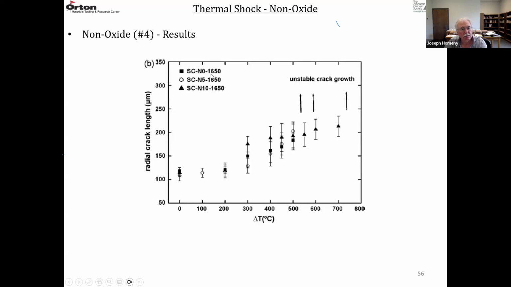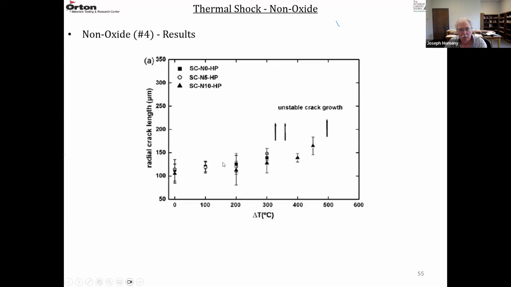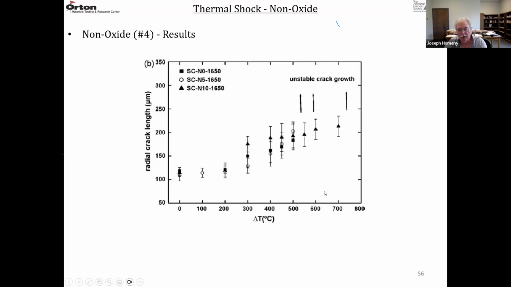This is the material that was heat treated at 1650 degrees C after hot pressing. Again, radial crack length versus delta T, starting out at about 100 microns in crack length. So the cracks are growing substantially. They got up to over 200 microns. And then at some point, looks like delta T's up over 500, there was catastrophic failure. But it was a bit better than for the hot press material by itself.